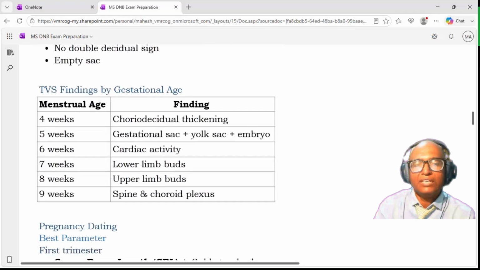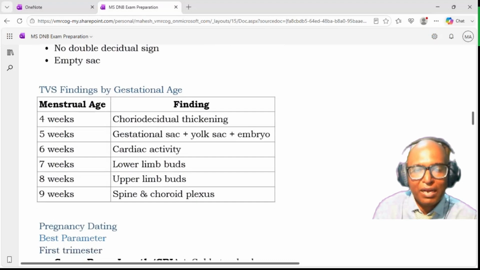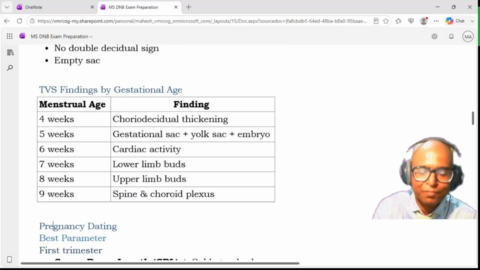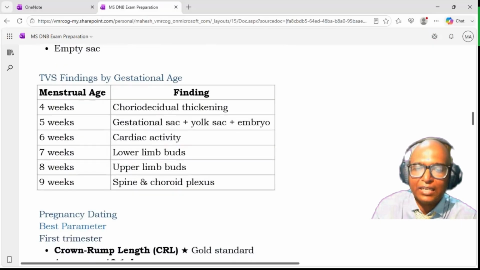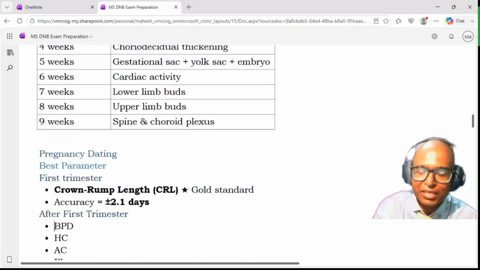Okay, so TVS findings by gestational age: by 4 weeks, you'll be able to see the choriodecidual thickening. By 5 weeks, gestational sac plus yolk sac plus embryo. At 6 weeks, cardiac activity. At 7 weeks, remember, lower limb buds will be seen by around 7 weeks. 8 weeks, you will see the upper limb buds. 9 weeks, you will see the spine and the choroid plexus. So we are describing the first trimester, and week-wise we are going. So we are restricting ourselves to the ultrasound in the first trimester.